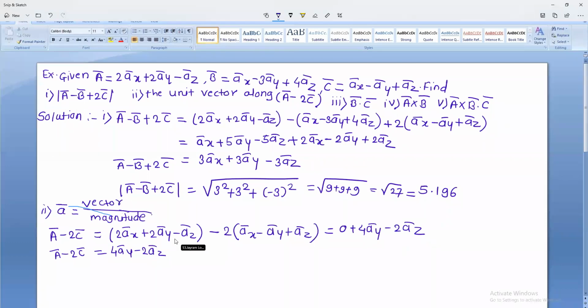This one is -1, right, -3. Correct. -2. So it is 4 and -3. Okay, right.